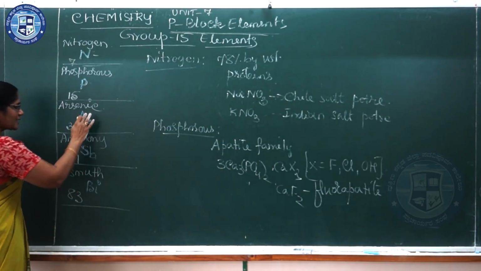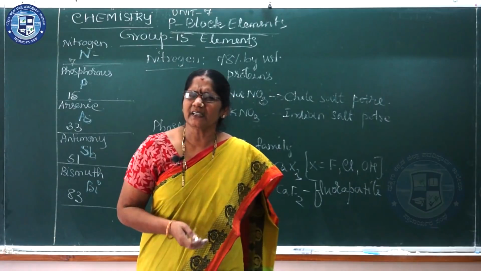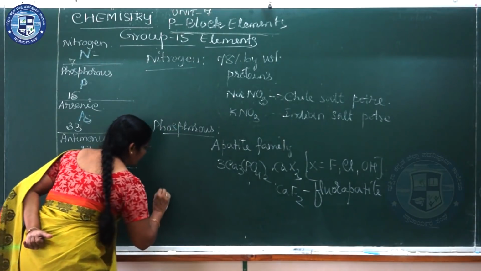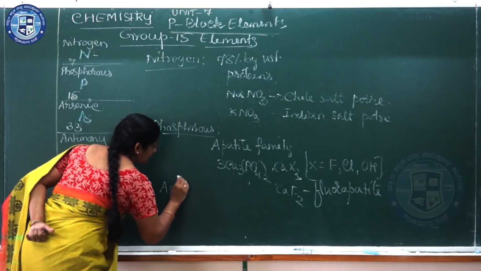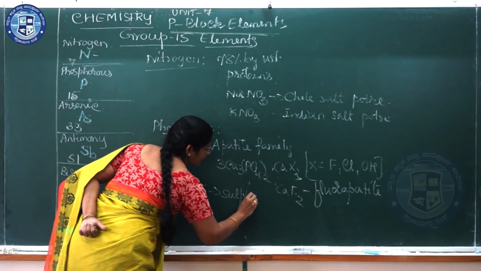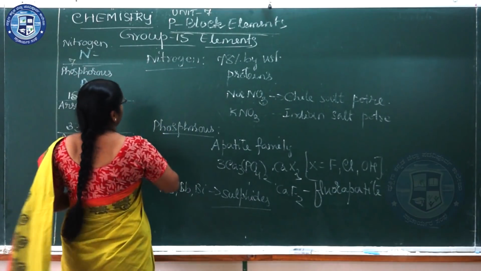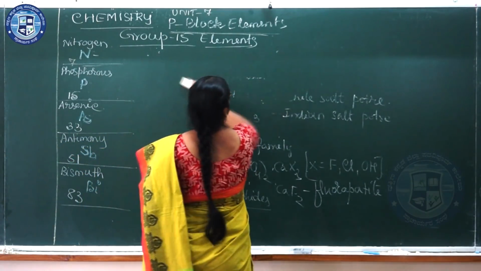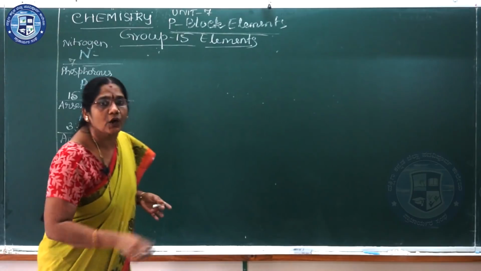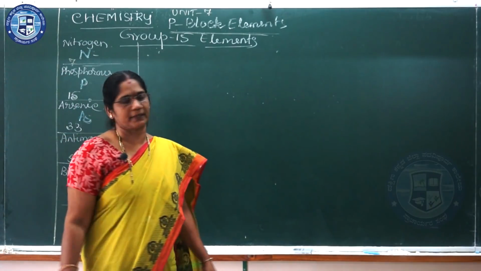Next, coming to arsenic, antimony and bismuth. These three elements are present in very small or trace quantity in the Earth's crust in the form of their sulfides. So arsenic, antimony and bismuth are present in the form of their sulfides in very trace quantities in the Earth's crust. Now after knowing the occurrence of these elements, next we will start to study some of the atomic properties.